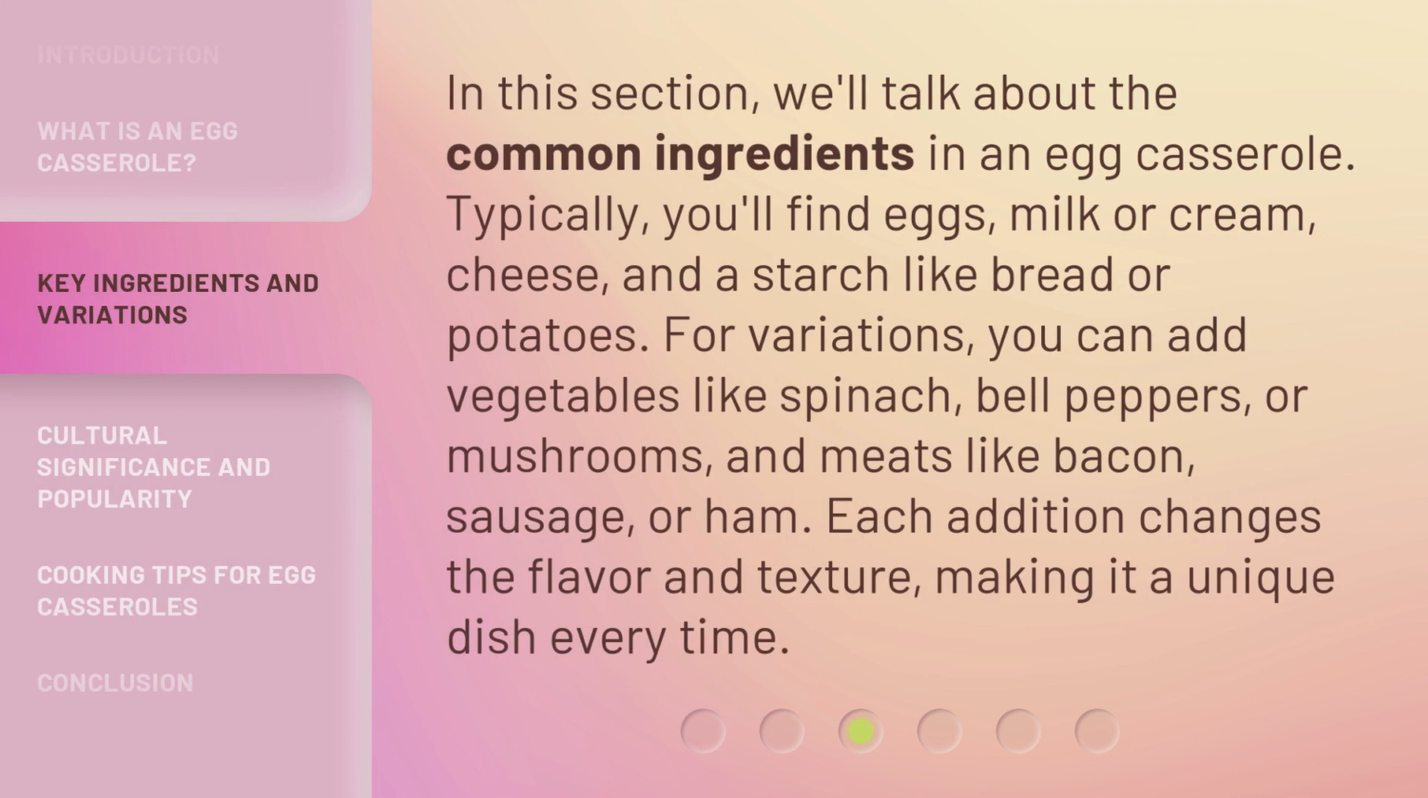In this section, we'll talk about the common ingredients in an egg casserole. Typically, you'll find eggs, milk or cream, cheese, and a starch like bread or potatoes. For variations, you can add vegetables like spinach, bell peppers, or mushrooms, and meats like bacon, sausage, or ham. Each addition changes the flavor and texture, making it a unique dish every time.